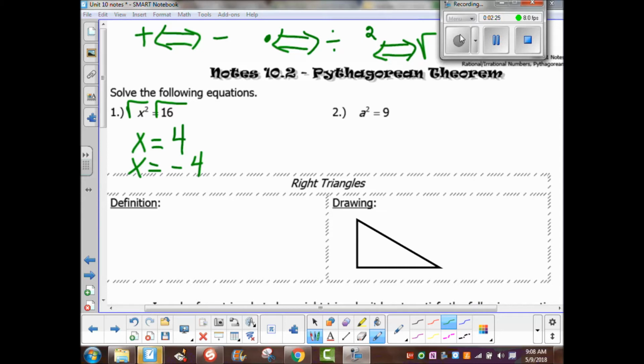Generally, if your exponent is 2, you're going to have 2 answers. If your exponent is 3 for your x, how many answers do you think you're going to have? 3. If your exponent is 4, you're going to have 4 answers. So that's a little reminder. In number 2, a squared equals 9. Who can tell me what my 2 answers should be? Caitlin.